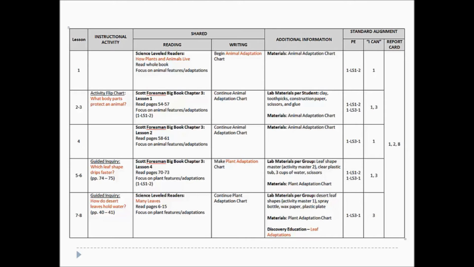This series of lessons includes the leveled reader Many Leaves that introduces students to leaf structures from various habitats and how that structure is used to promote survival and growth. Students should again use evidence from the text to describe the plant characteristics that promote survival and growth while completing the plant adaptations chart. Also included with this set of lessons is a short supplementary video from Discovery Education, which further showcases leaf adaptations. Students can use evidence from this video to help complete their plant adaptations chart.